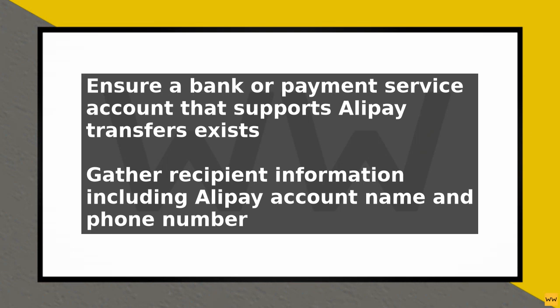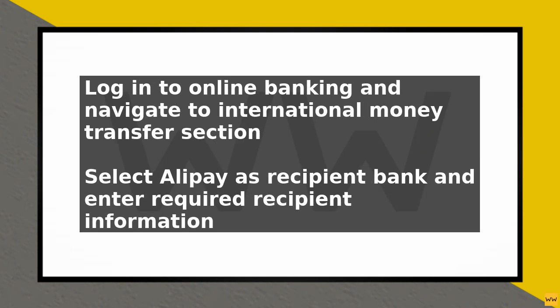Next, log into your online banking or payment service account and navigate to the International Money Transfer section. Select Alipay as the recipient's bank or payment service and enter the recipient's information. You will need to provide the recipient's name, phone number or email address associated with their Alipay account, and the amount you want to transfer.